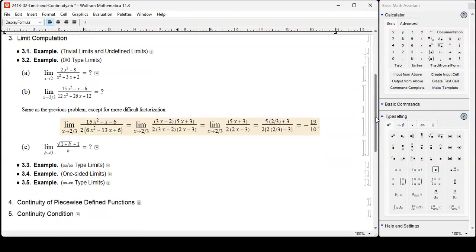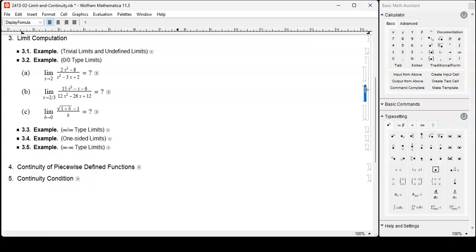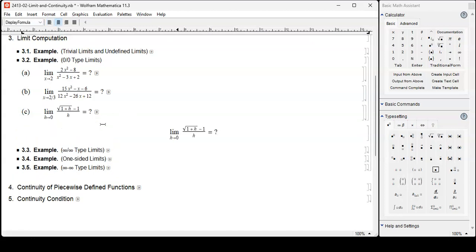Okay, all right. Now, how about something like this? This one is fundamentally different. We cannot factor because we do not have polynomials there. How do we do that? If I plug it in, down here h is 0, here h is 0, so 1 minus 1. So it's a 0 over 0 type limit, all right? Then again, how do we handle this?